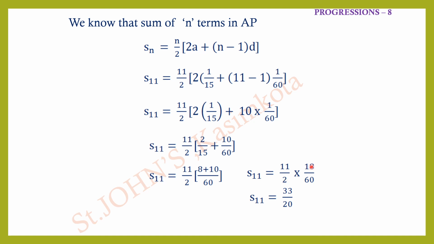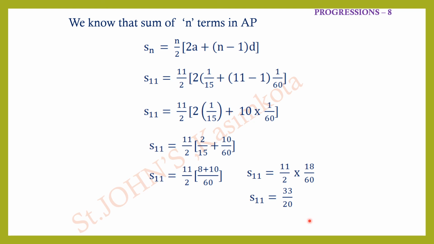S11 equals 11 by 2 into 18 by 60. So 3 6s are 18, 3 20s are 60. Again, 2 1s are 2, 3 3s are 3 into 11, 33 by 20. S11 equals 33 by 20.